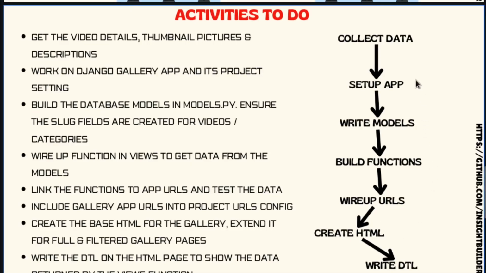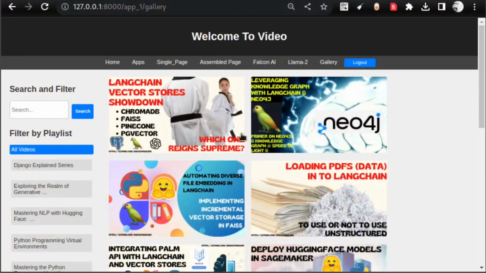So you see what is happening is we are coming literally from the backend. So it starts from the data, then the models, then the views function, then the URL, then we create the HTML and write the detail. By the moment we complete everything, we will have a working page like this. Not just a page, a working website.